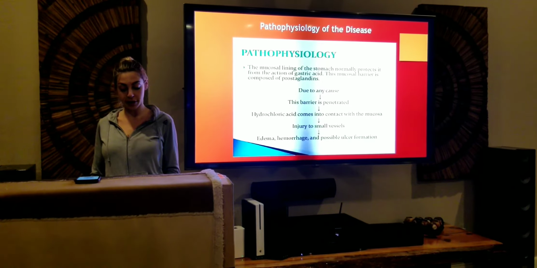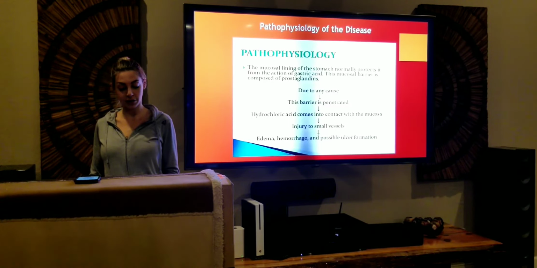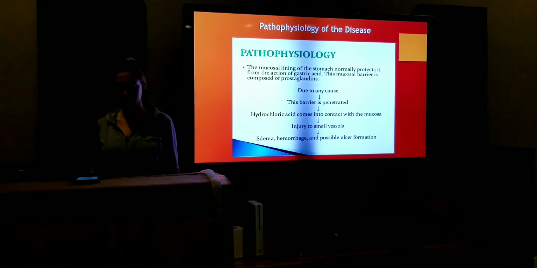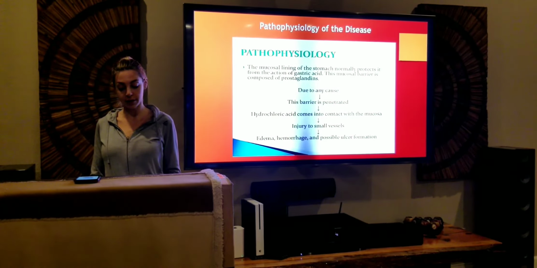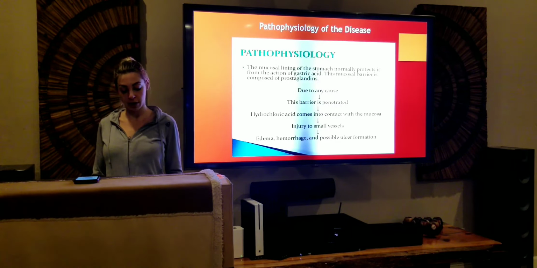This mucosal barrier normally protects the stomach tissue from the corrosive action of hydrochloric acid and pepsin. When the barrier is broken, hydrochloric acid and pepsin can diffuse back into the mucosa. This back diffusion results in tissue edema, disruption of capillary walls with loss of plasma into the gastric lumen, and a possible hemorrhage.